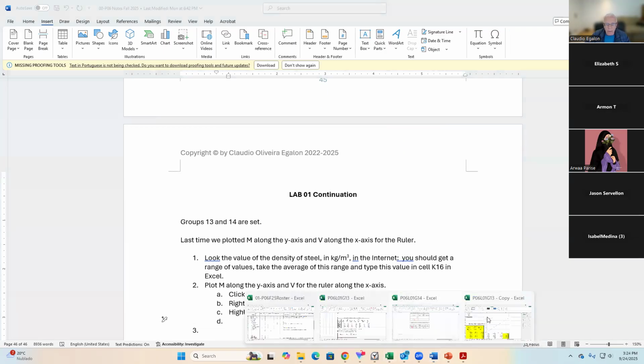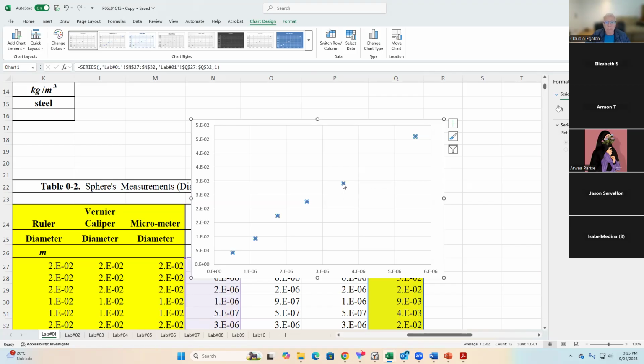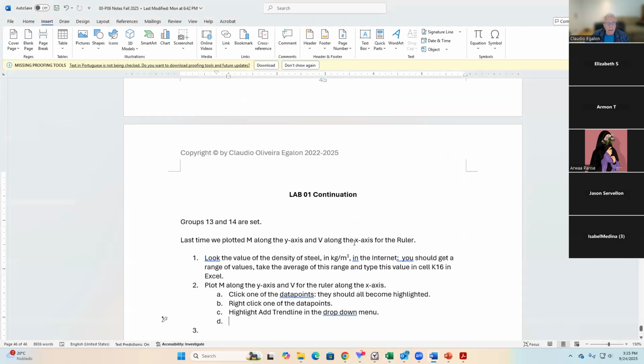Let's see if that's what I said here. I repeat that all over again just to make sure that my instructions are correct. And by the way, those instructions are in the syllabus, okay? Click one of the data points. All the data points become highlighted. Right click the data points. You have a drop down menu, add trend line. See that? Add trend line. A drop down menu should show up.